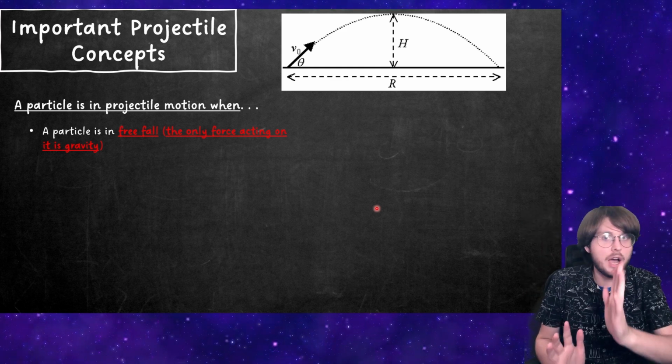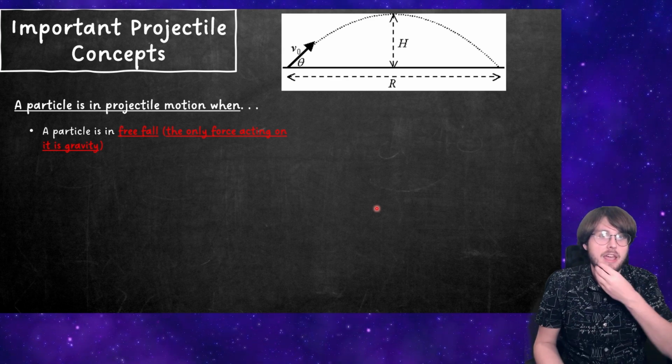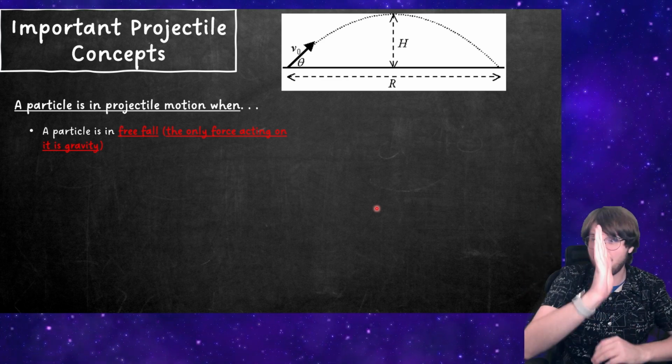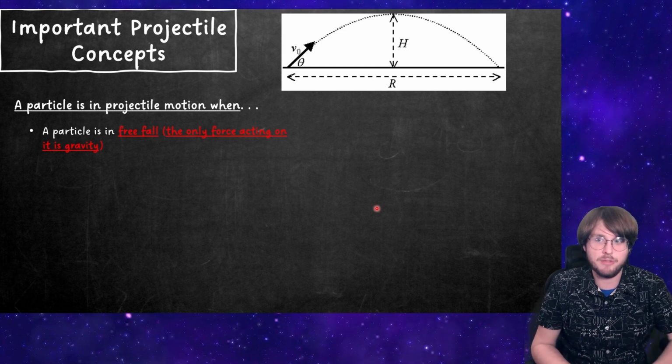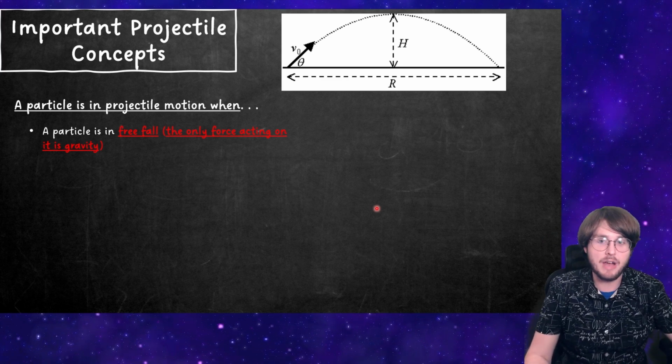So it can't be a rocket firing its thruster until that thruster has burnt out. It cannot be a person on a bungee cord where that bungee cord has any amount of tension that is pulling up on the person. That is not projectile motion. It has to just be flying freely through the air with nothing but gravity.